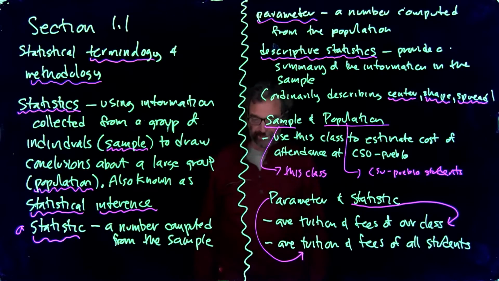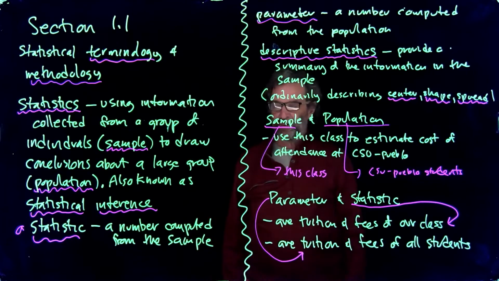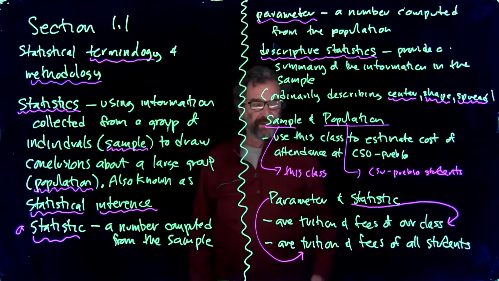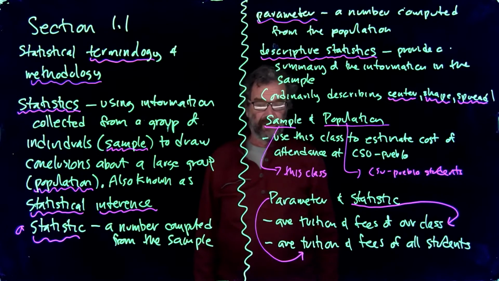Now, if you care about students in general going to college, how much does it cost to go to college? And we use CSU-Pueblo students as a way of estimating that, then the average tuition and fees of all students at CSU-Pueblo would still be a statistic, and the parameter would be average tuition and fees of students across all schools. So the context does indicate what you call things.